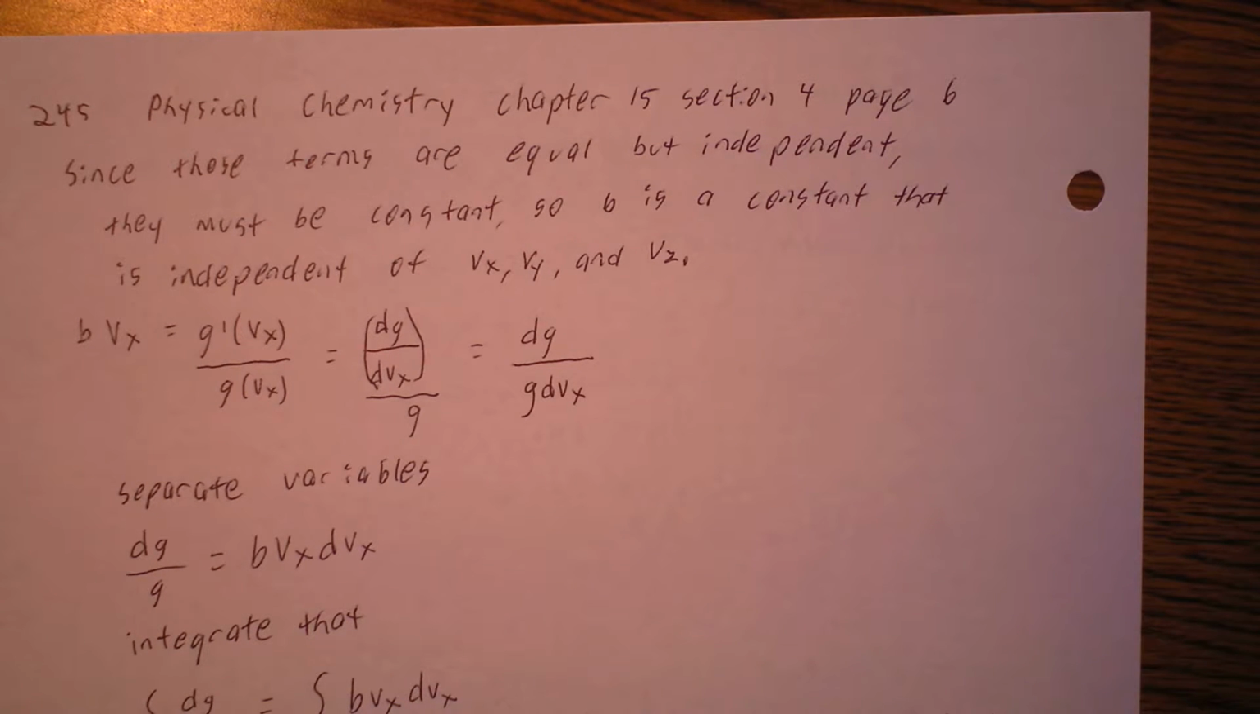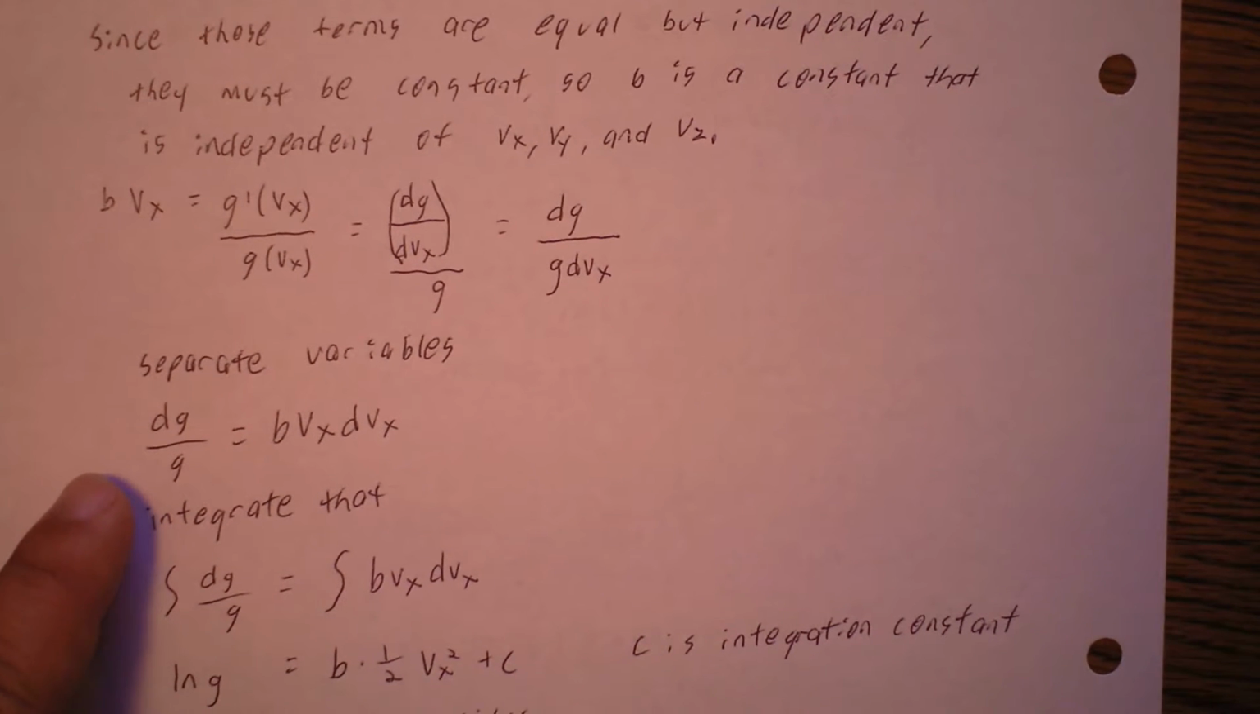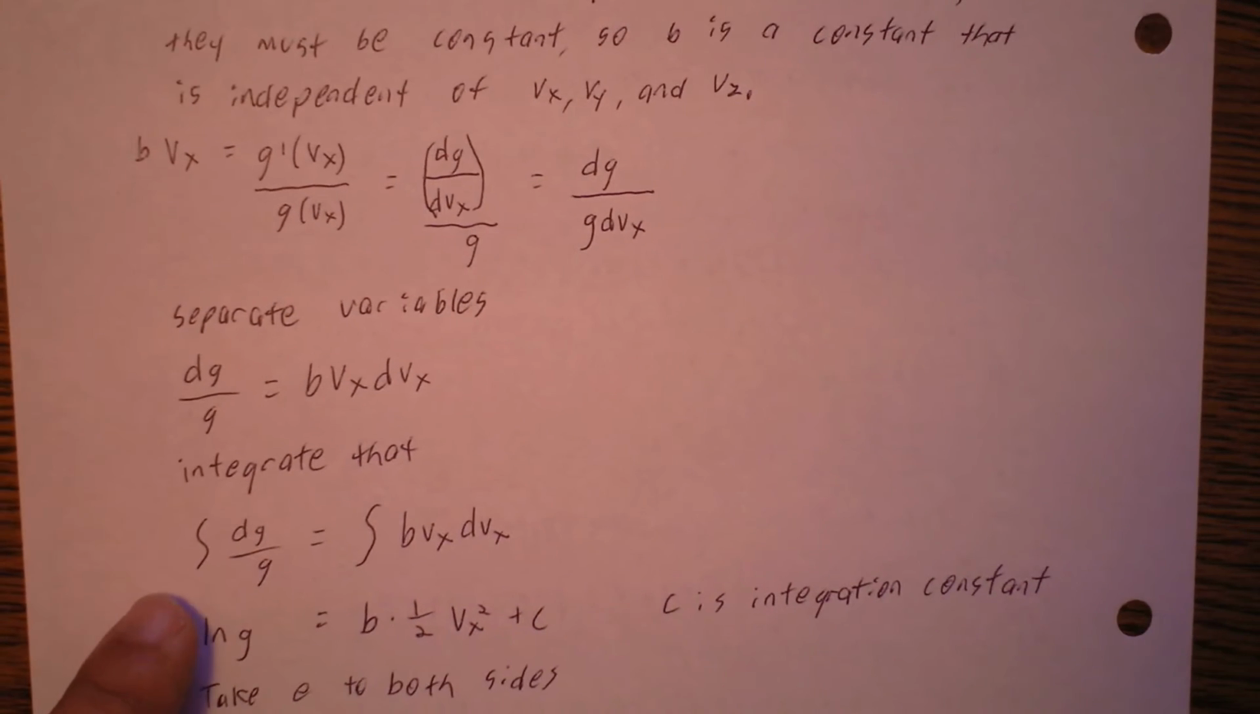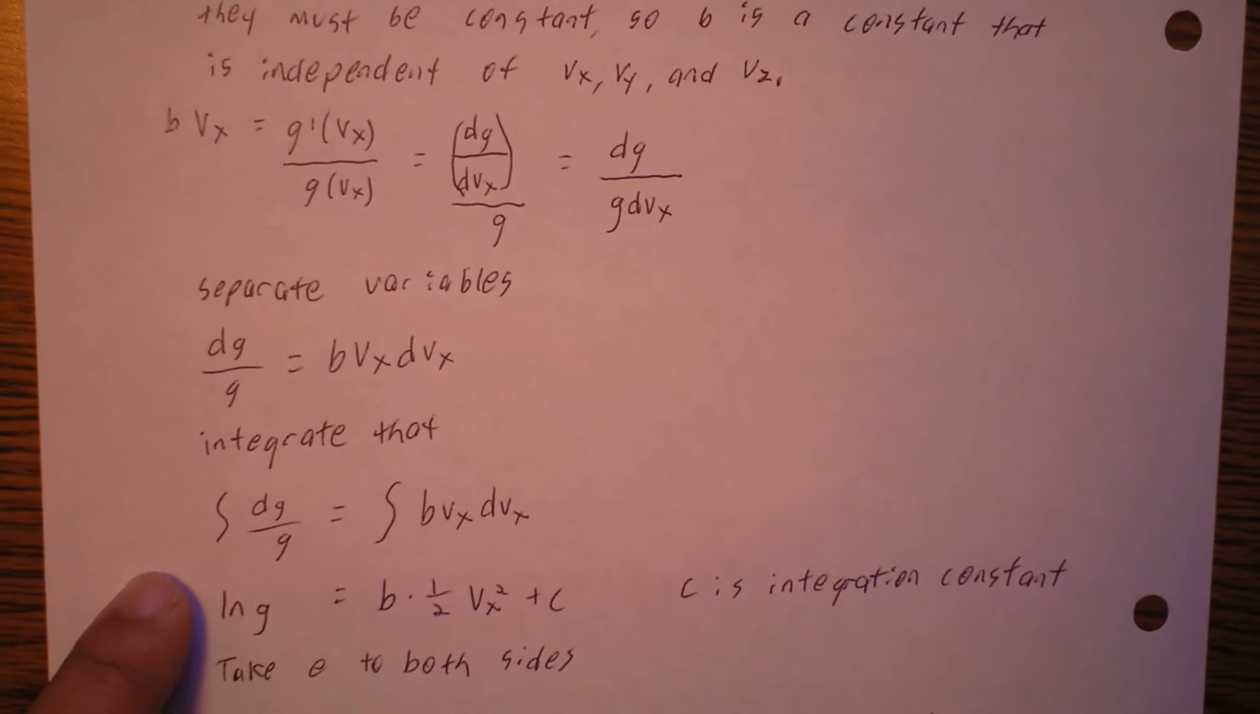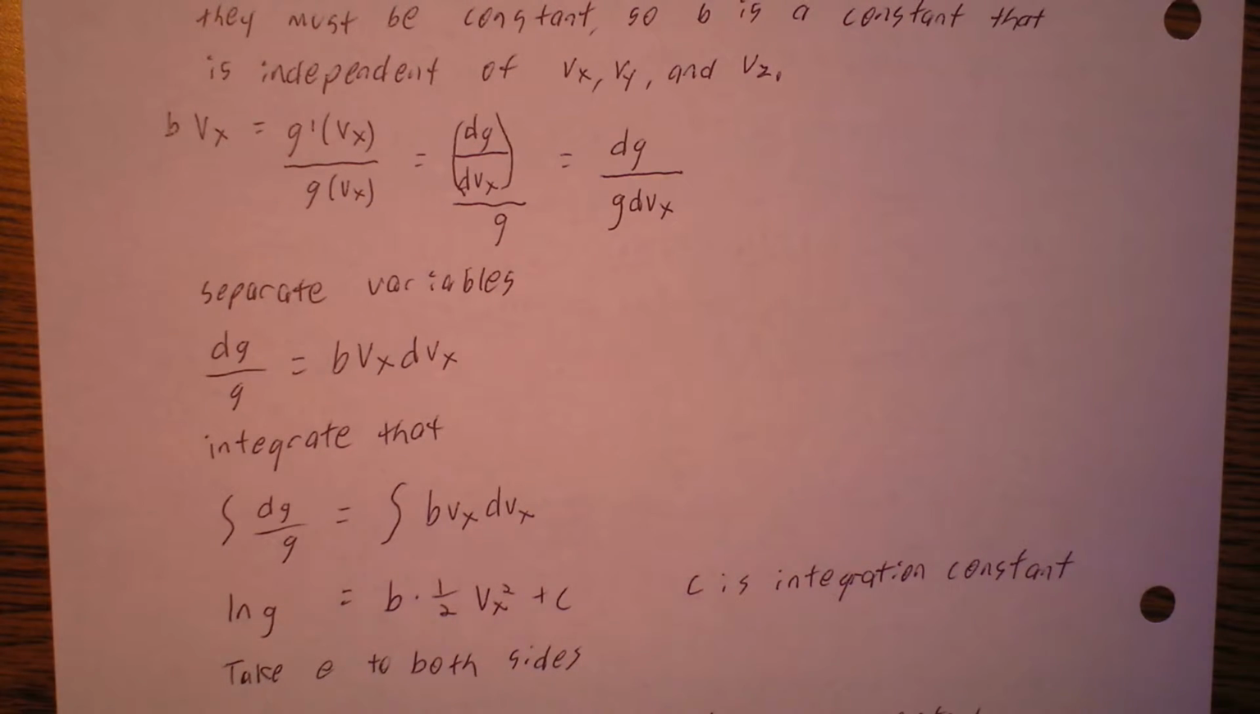Then just rewriting that a bit, we get the derivative of g with respect to vx divided by g. That's going to be equal to dg divided by g times dvx. Now we're going to separate the variables. So we're going to have dg over g, and that's going to be equal to b times vx dvx. Now we can integrate that. So we're going to have the integral of dg over g, and that's going to be equal to the integral of b times vx dvx.